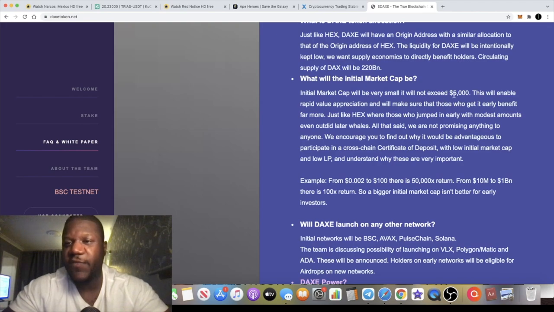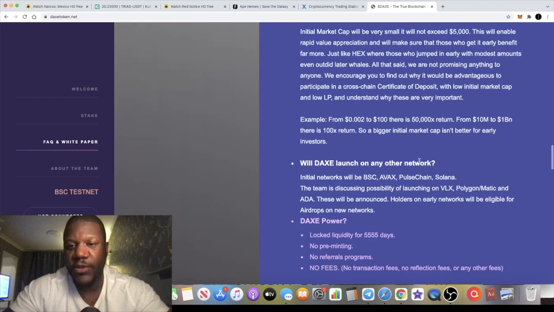It will not exceed 5,000. This will enable rapid value appreciation and will make sure that those who get it early benefit far more. Just like HEX, where those who jumped in early with modest amounts even outbid later whales. All that said, we are not promising anything to anyone. We encourage you to find out why it will be advantageous to participate in a cross-chain certificate of deposit with low initial market cap and low LP, and understand why these are very important.